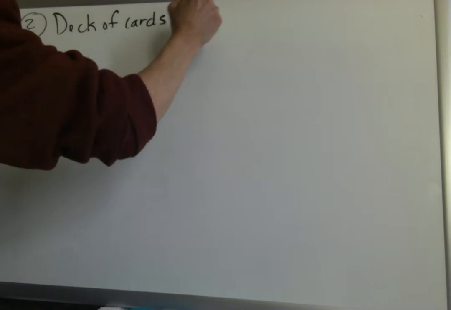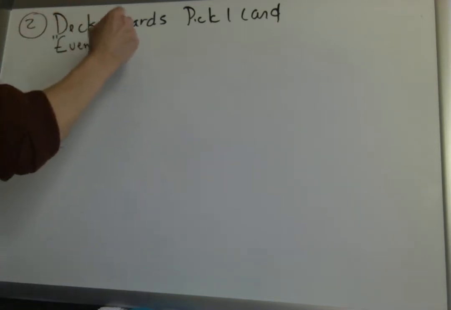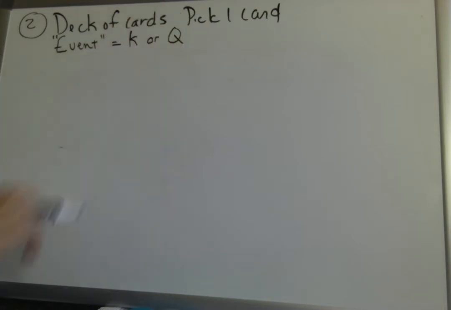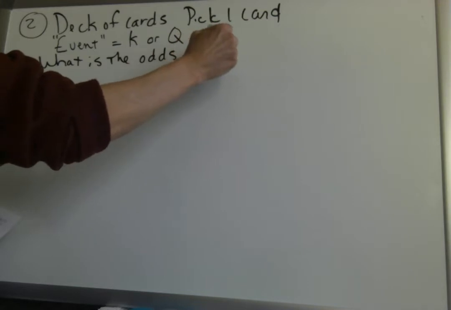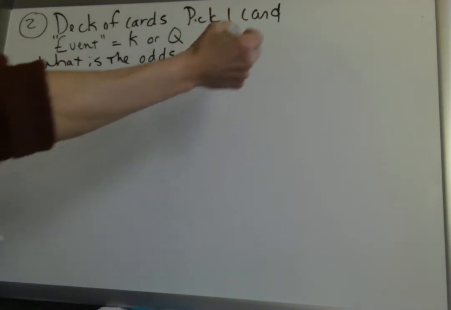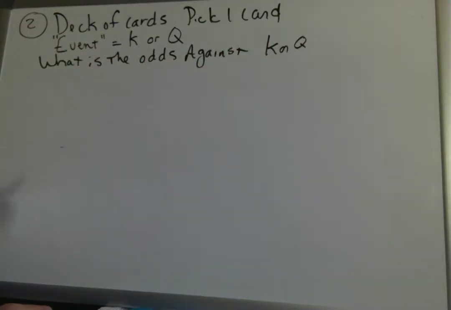So we're doing a deck of cards. We're going to pick one card. The event that I'm interested in is a king or a queen. Here's the question. We want the odds against getting a king or queen. We're going to do this a couple of different ways. I'm going to start with my personal preference.